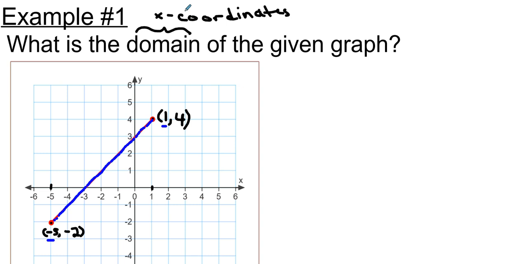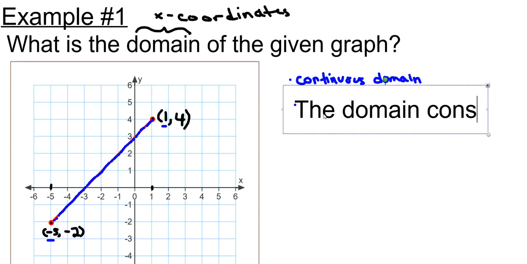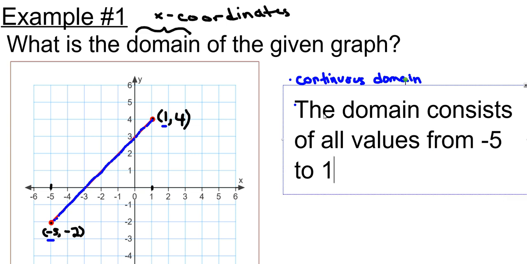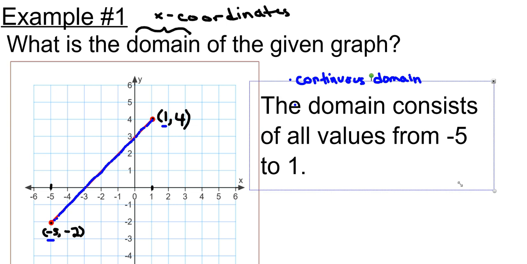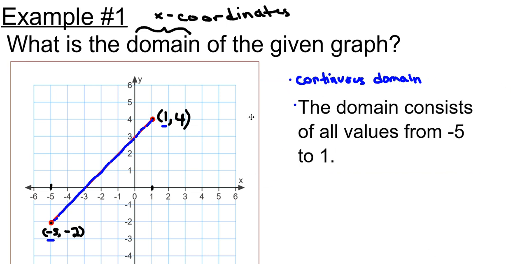So in pre-algebra, I'm not going to make you write what's called a compound inequality. So you might look in the back of the textbook and you might see -5 is less than or equal to x is less than or equal to 1. I'm not going to make you do that in pre-algebra. What I am going to have you do though is, if it's a continuous domain, so this one is continuous because we have all the values from -5 to 1, when it says what is the domain, I'm going to just have you describe the domain. So it's all values. I'm going to type this one out here. The domain consists of all values from -5 to 1, and that is acceptable in pre-algebra. Just describe the domain values if it's continuous.